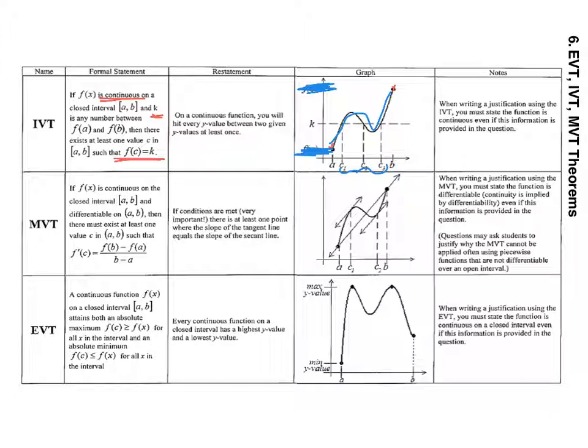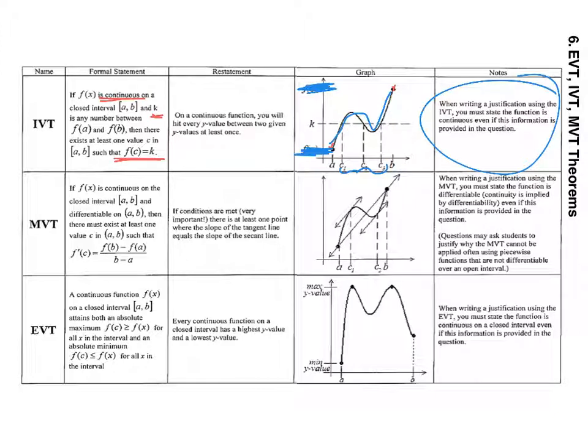Now when you're justifying the intermediate value theorem, the most important thing is you have to say it's continuous, even if the question says it's continuous. So let's do an example of justifying. I'm going to jump to the easy one, EVT.